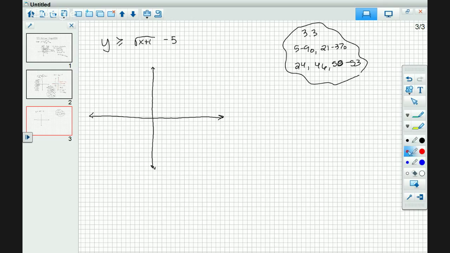The parent function. It's like that. So I'm just using that, shifting it around. Okay. The last one. And down 5, right? So last one. Starts there.